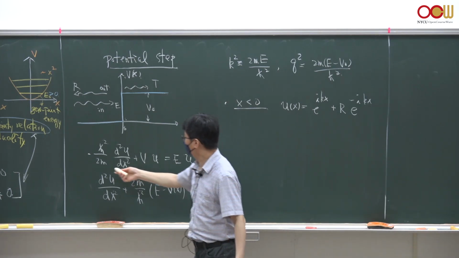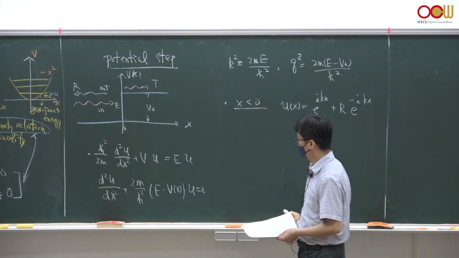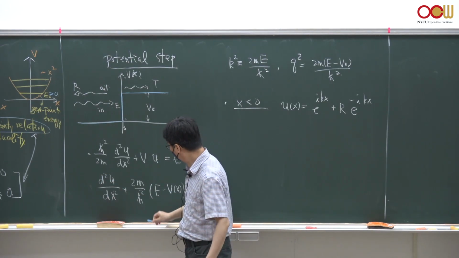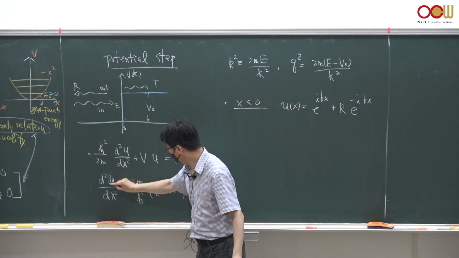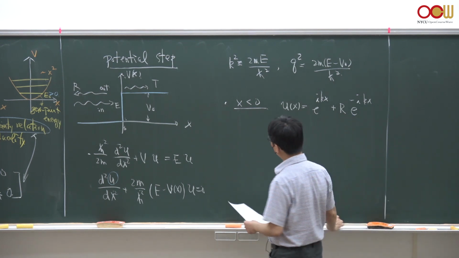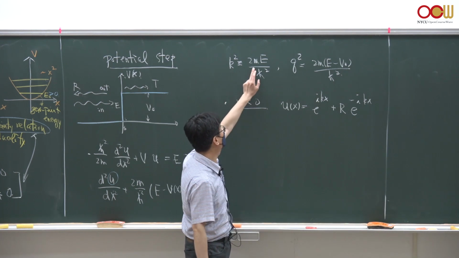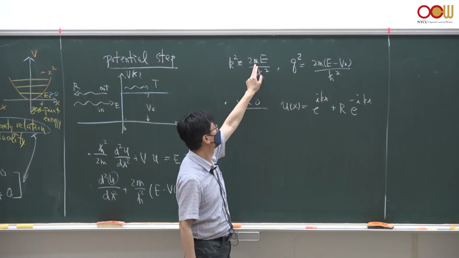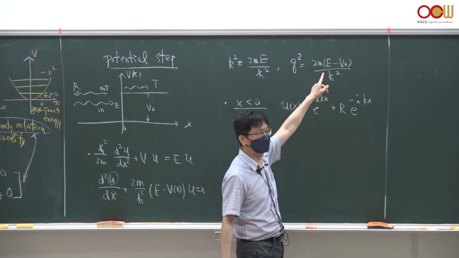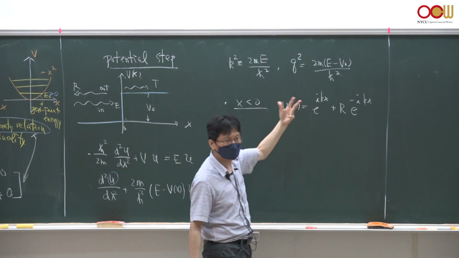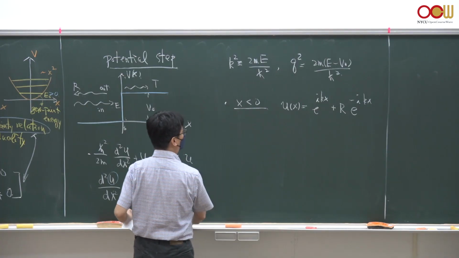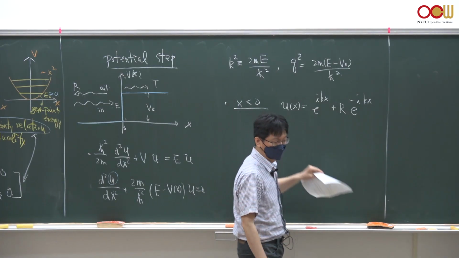So then we could just write down this time-independent Schrodinger equation like this, and rearrange it in a more convenient way so that u of x is the function that we need to solve. And then we could define two quantities, k and q, where k squared is defined as 2mE divided by h bar squared, and q squared is 2m times (E minus V0), the difference between the energy of the incoming particle and the potential step, divided by h bar squared. So let's just look at these two cases.